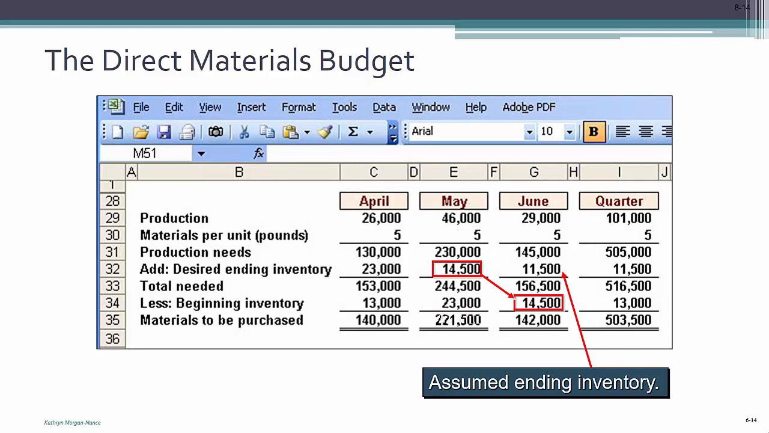We calculate the materials to be purchased for June, 142,000 pounds, in a similar fashion. The desired ending inventory for May becomes the beginning inventory for June. We are assuming a desired ending inventory for June of 11,500 pounds in our facts. As we discussed when reviewing the production budget, April's beginning inventory and June's ending inventory carry over to the quarter columns.